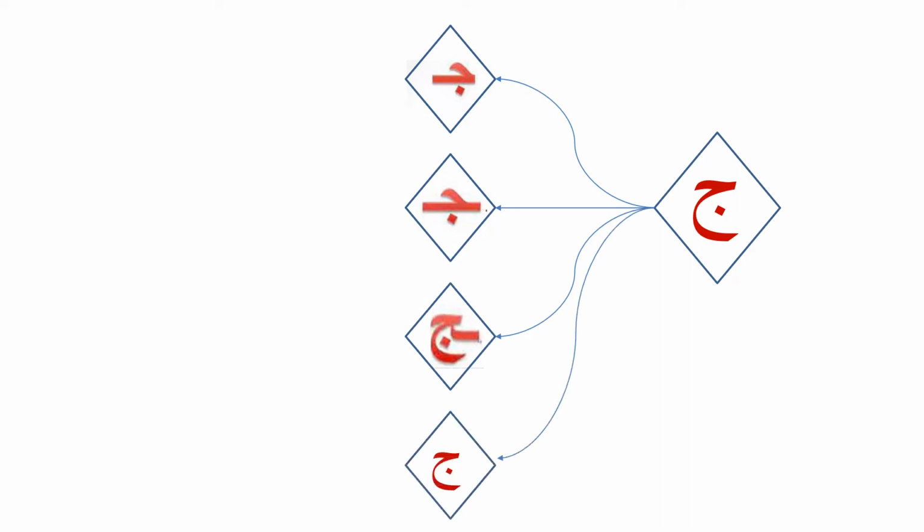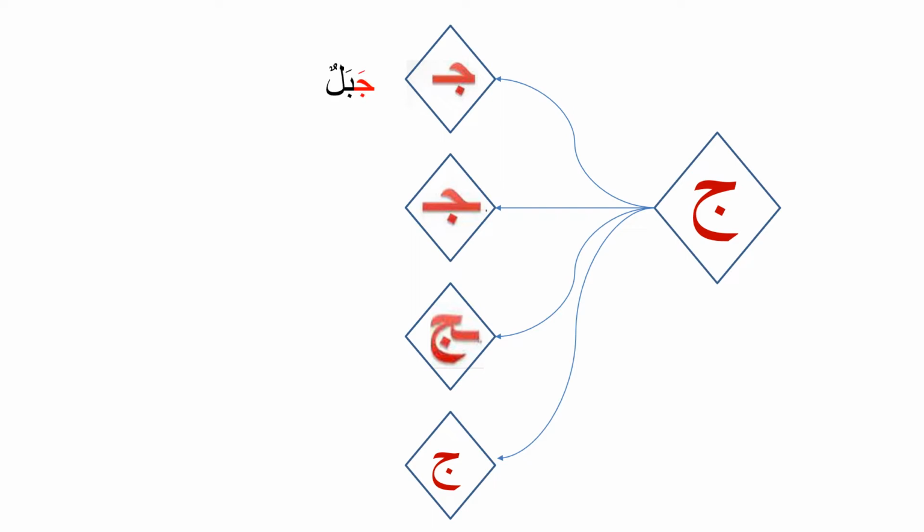Now let's see how we write the letter Jeem depending on its position in the word: in the beginning of the word, in the middle of the word, at the end of the word connected to the previous letters, or at the end and not connected to anything. Let's take some examples.